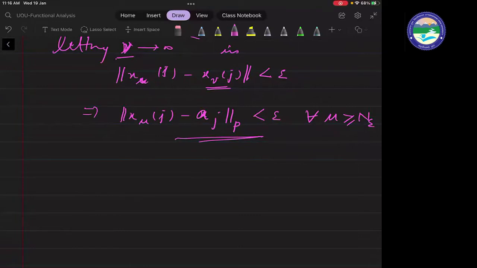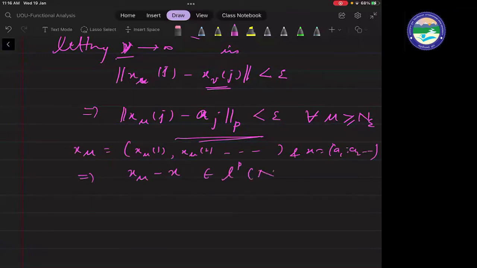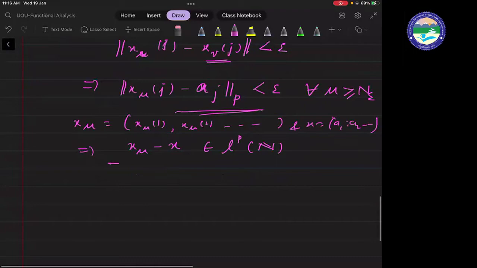So this means summation over j of x_nu minus a, x_nu minus x, where x_nu equals x_nu1, x_nu2, and so on, and x equals a1, a2, and so on. This belongs to LP. So far we get this.